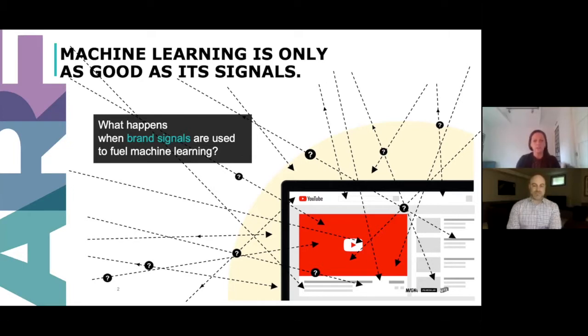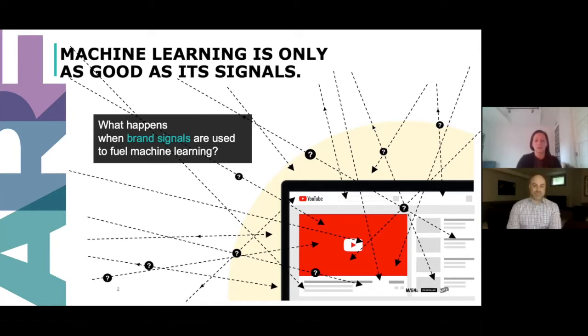And so we talked to brands to figure out what they deem suitable for their brand. We used those signals to inform the machine. Machine learning was used to go out and find suitable videos for those brands at scale. And so that's essentially what we tested.